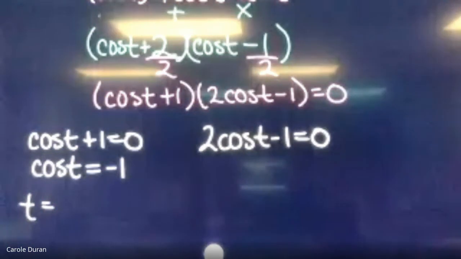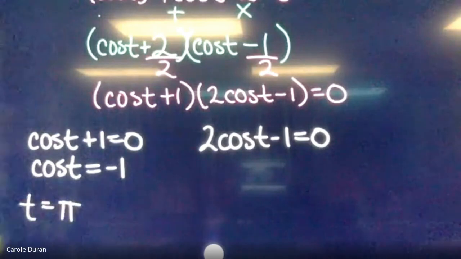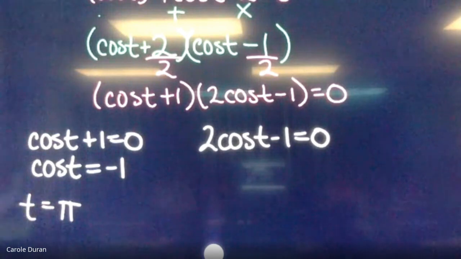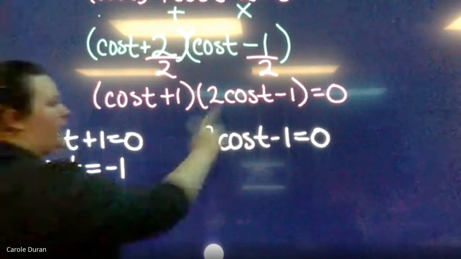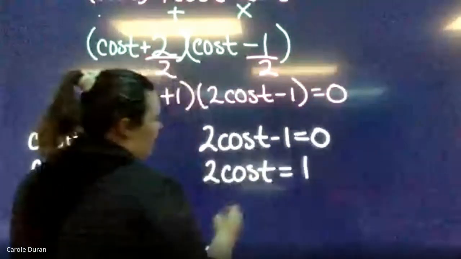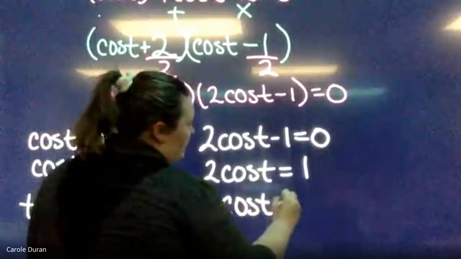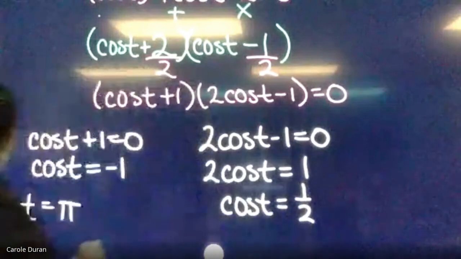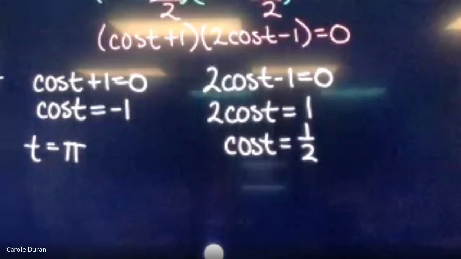Where is cosine equal to negative 1? Pi. That's it. That's the only angle on my whole unit circle where cosine is equal to negative 1. So that's the only solution for that portion of my equation. Then I move on to the second portion. I'm going to go ahead and add the 1 over. I'm going to divide the 2 over, and I get cosine of t is equal to positive 1/2. And I'm going to use my unit circle again to find the angle or angles where cosine is equal to 1/2.